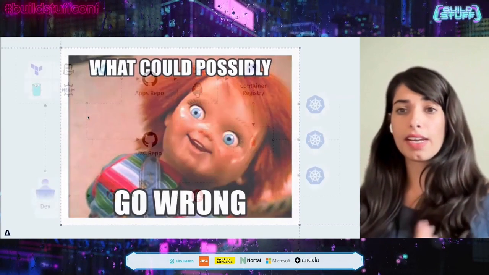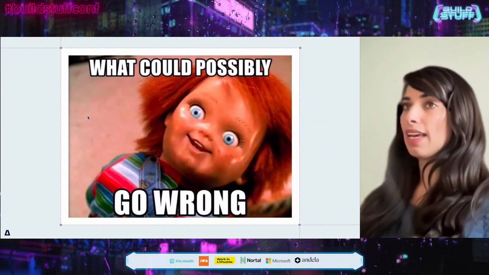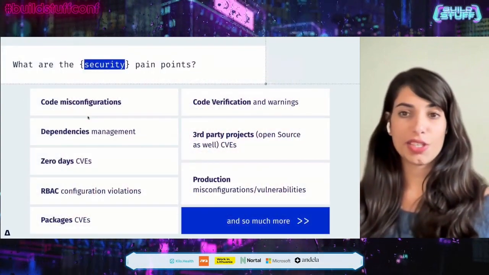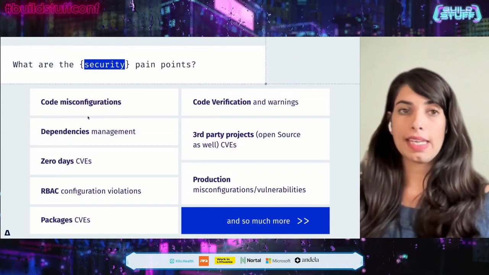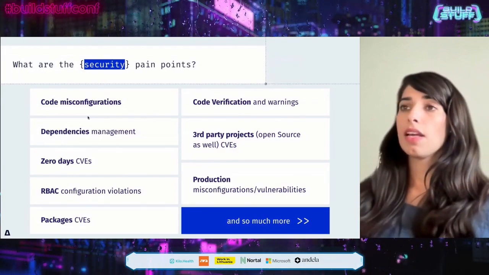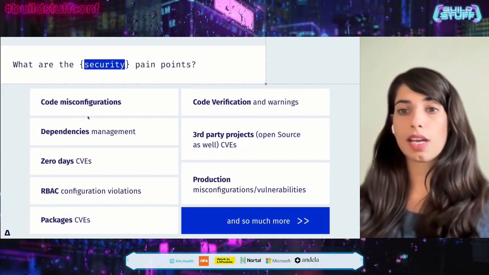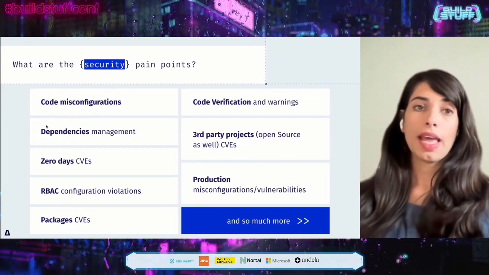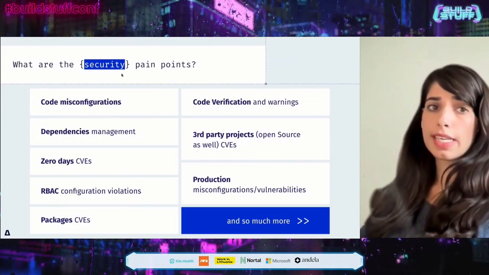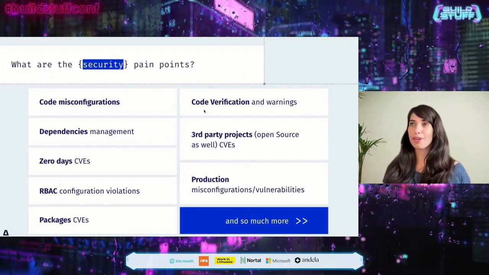It seems like a very nice flow. We're all very much familiar with that. But yeah, there can be some security issues here, and we're seeing them in a lot of places. But the main focus is misconfigurations in code, mainly in IaC. And also, we're seeing it in code verifications and warnings. I can assure you that not all developers are paying a lot of attention to warnings in their code. We can see it even in typos.